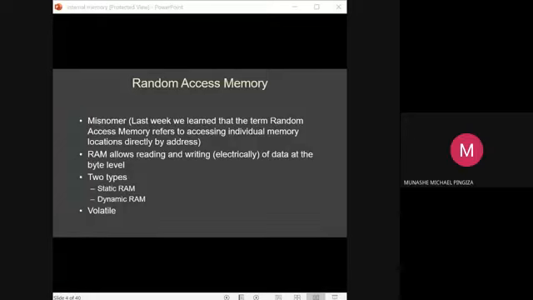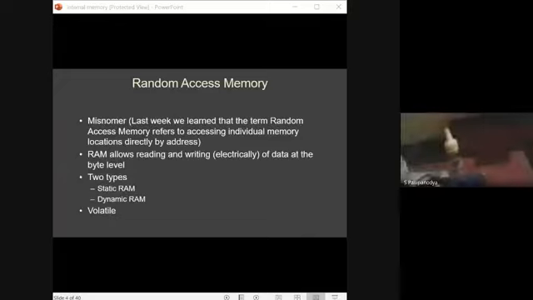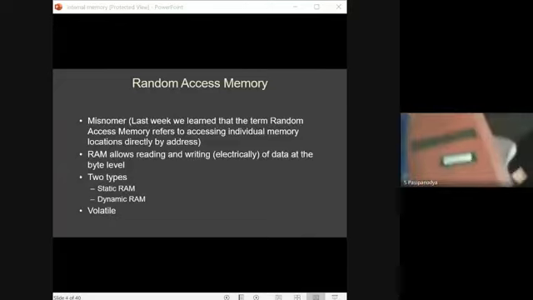A dynamic RAM. Well done. Can you give him a round of applause? So you only needed to make inference of the definitions of RAM that we have.